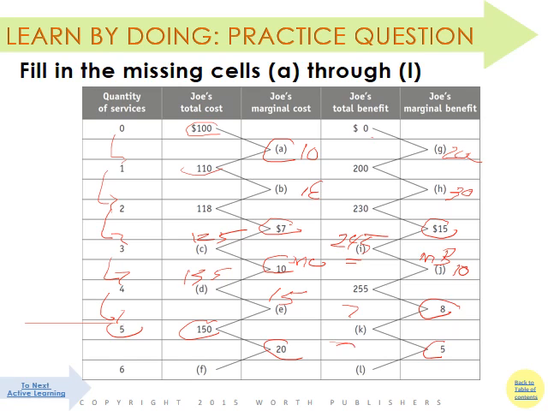So if we look at this as a decision problem, okay, it's an incremental decision problem. So should we produce the first unit of output? Yes, because marginal cost is way less than the marginal benefit. Should we produce the second unit of output? Yes, because the marginal cost is less than the marginal benefit. Should we produce the third unit of output? Yes, the marginal cost is less than the marginal benefit. Should we produce the fourth unit of output? Well, here, the marginal benefit just equals the marginal cost.